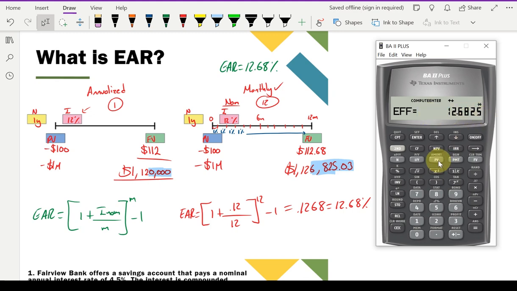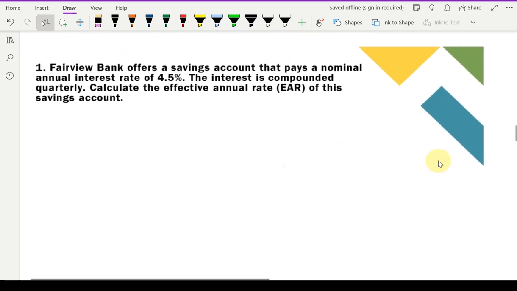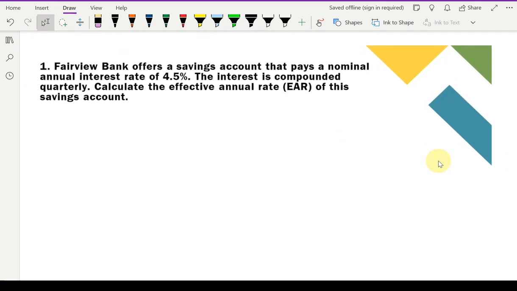All right, so let's get into the problems here. This should not be too bad. Usually when students see these problems, they're really easy points on the exam, and it's really not that hard to do. So let's grab my highlighter. Fairview Bank offers a savings account that pays a nominal annual interest rate of 4.5%. Nominal annual interest rate, very important. The interest is compounded quarterly. So here comes the question: calculate the effective annual rate of this savings account.